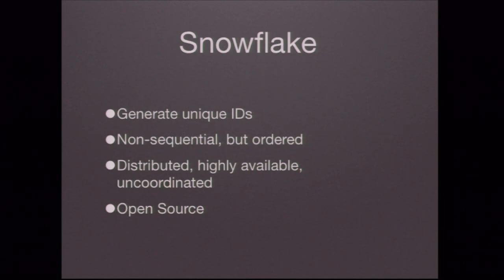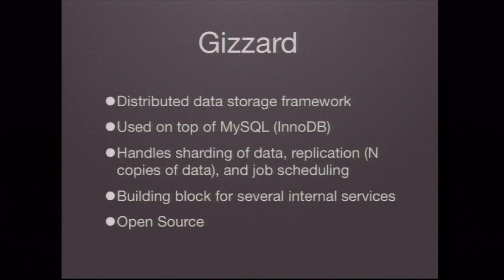The idea is to generate not necessarily perfectly sequential IDs, but ordered by time, and to not have to coordinate between them to generate. Obviously, you can't generate perfectly sequential IDs if you are uncoordinated. So the idea is to get pretty close, but not perfect. We don't really need them to be perfect anyway. And it's open source. And that feeds into some of the other systems.